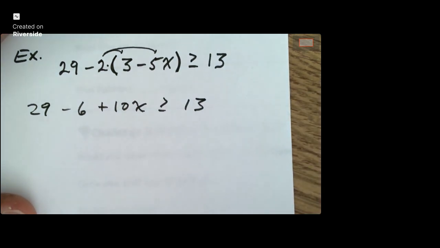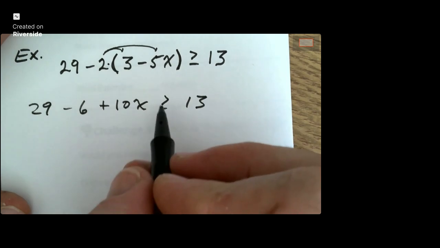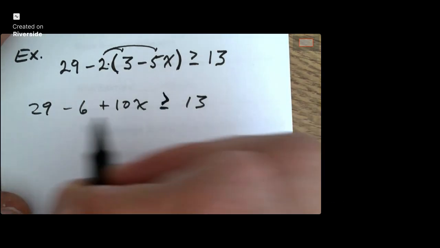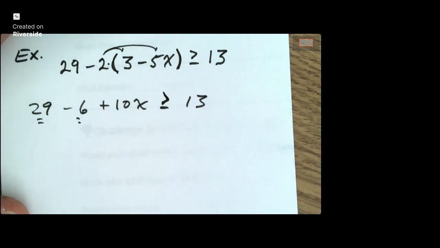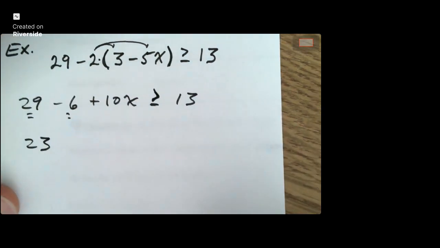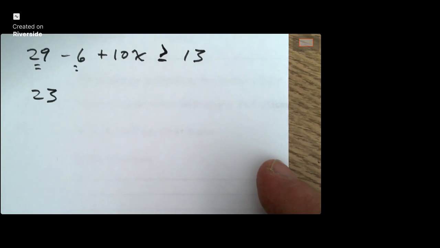All right, and it looks like we got some like terms we can go ahead and combine, right? On the left side of this inequality, left side of the symbol, we've got these two constants. We can go ahead and combine those. I can take 29 minus 6, which is going to give me a positive 23. Okay, I'm going to scoot this up a little bit. And then we still got plus 10x greater than or equal to 13.